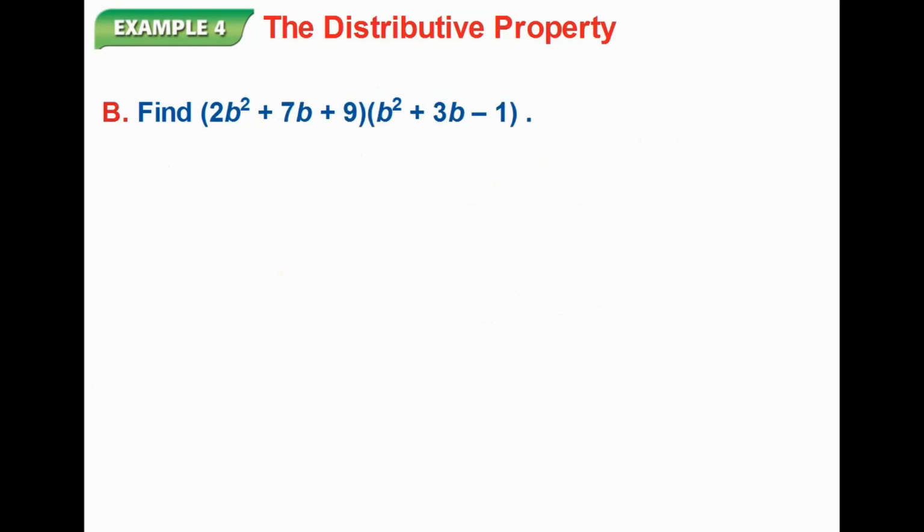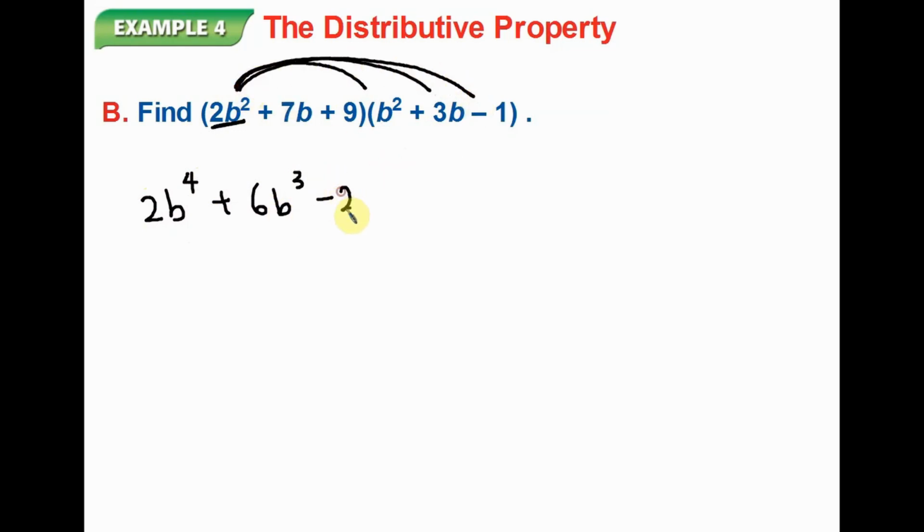The last example of this lesson, just one more time. Now you're dealing with a trinomial multiplied by another trinomial. This will be a little bit long, so stay with me. Start with 2b squared. I always draw the arc so that way I know which terms I have multiplied already, so later I won't get confused. 2b squared times b squared. So 2b to the, now you have a square times another square, result of 4th power. 2b squared times 3b is 6b cubed, and then 2b squared times negative 1 will be negative 2b squared.